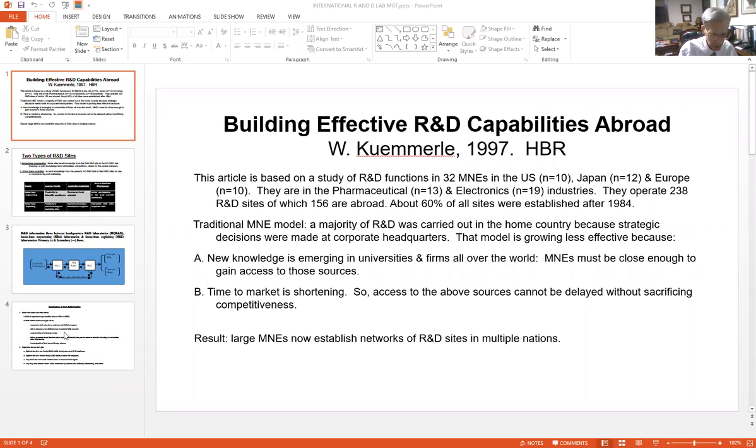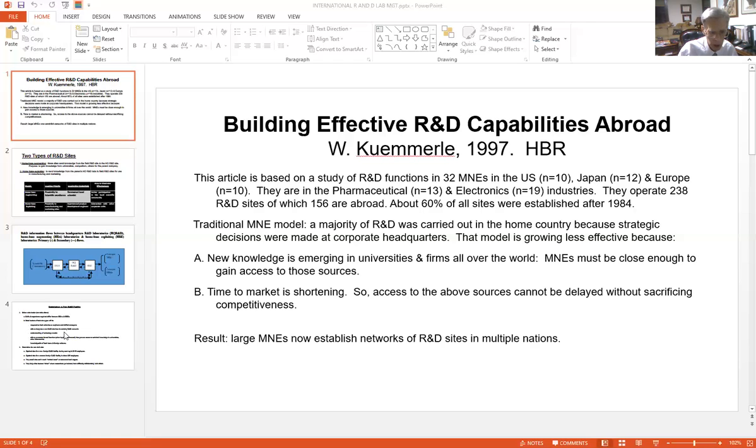And these 4 slides describe an article that appeared in the Harvard Business Review by Cummerly. It's based on a study of research and development functions in 32 multinational enterprises. 10 of them were in the US, 12 in Japan, 10 in Europe. 13 were in the pharmaceutical industry, 19 in the electronics industry, and altogether they operated 238 research and development sites.